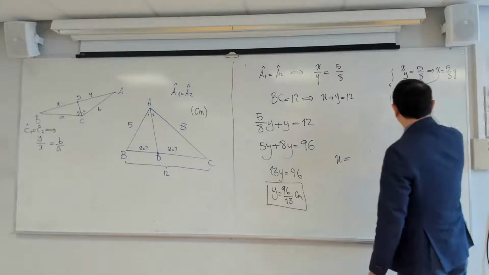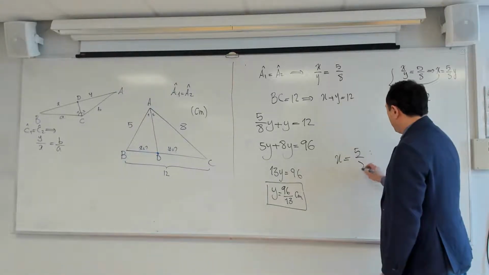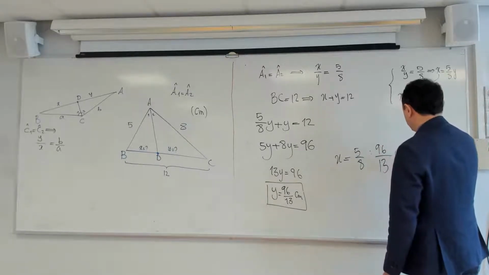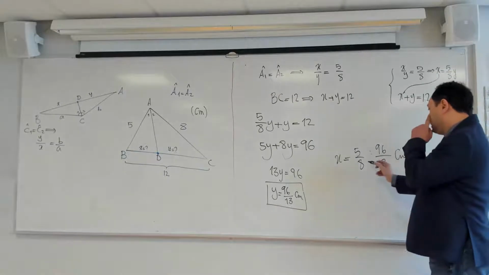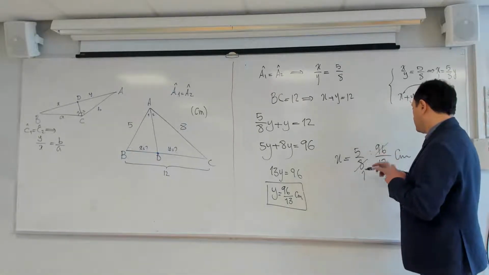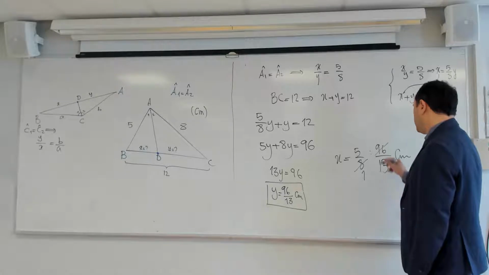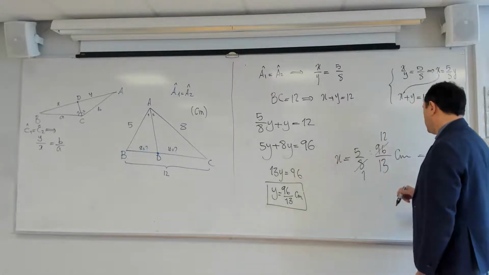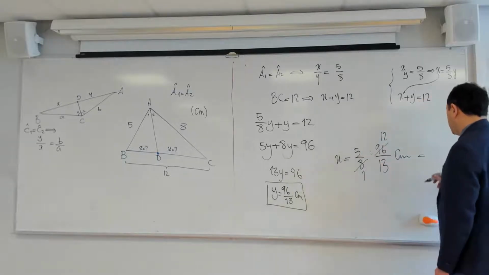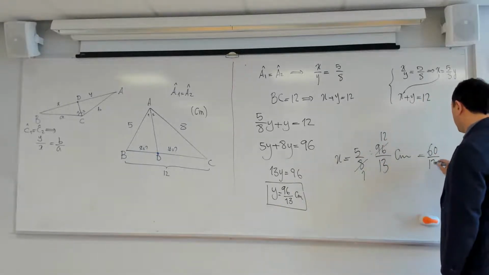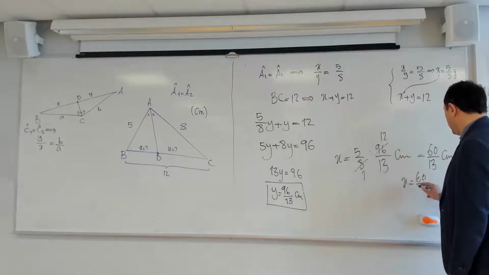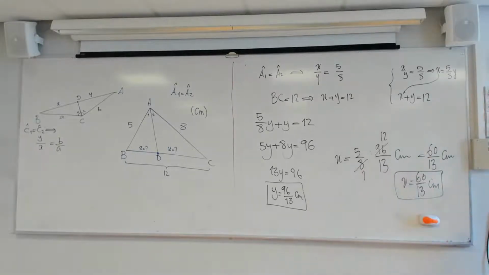So x becomes equal to 5/8 multiplied by y. Y is 96/13 centimeters, but immediately you see that this one and this one are simplified. So how much is left? It's 12, yes, and 8, that's correct. And then 12 times 5 is 60 divided by 13 centimeters. So x is equal to 60/13 centimeters and y is equal to 96/13 centimeters.